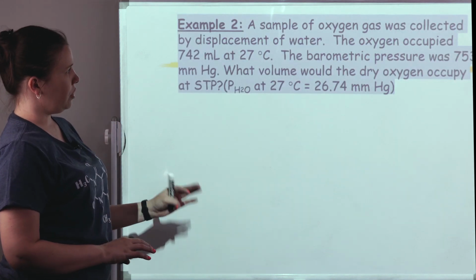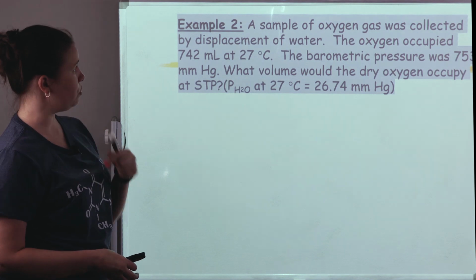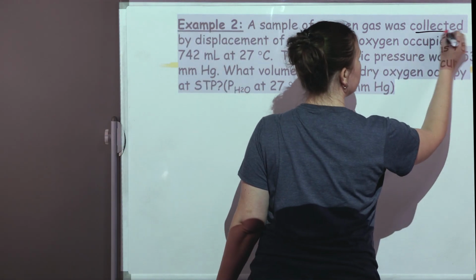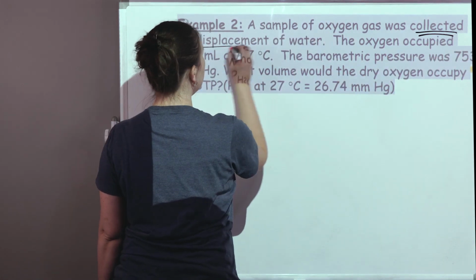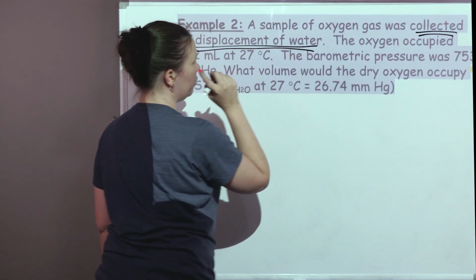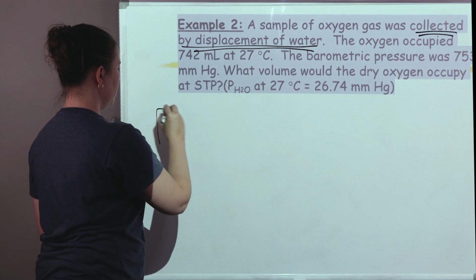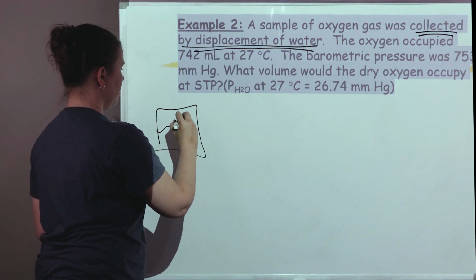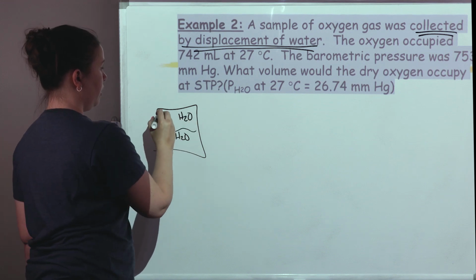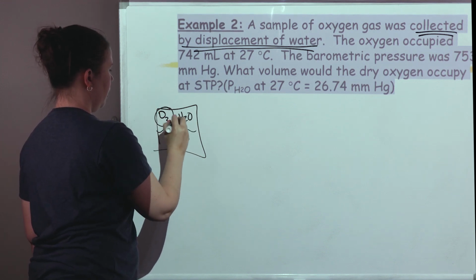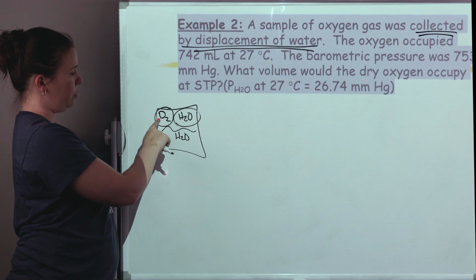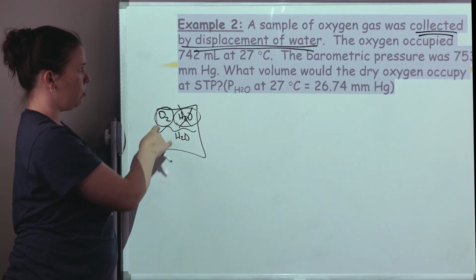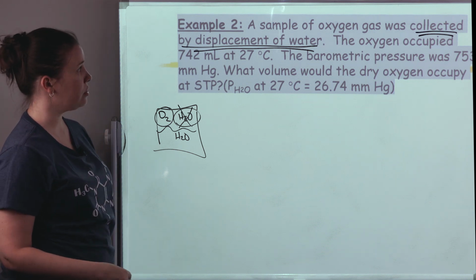All right, let's focus on the kind of questions we're going to see in this class. So first, we're going to collect some oxygen by displacement of water. Look at that wording. Collected by displacement of water. That means I have a system of water, and if it has liquid water, it's going to have vapor water. And then I'm also going to have oxygen gas. So this tells me I need to get rid of the water in order to isolate the pressure of the oxygen gas.